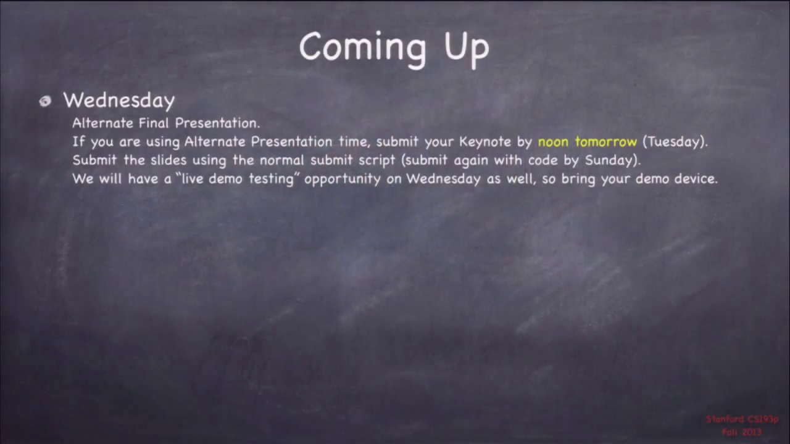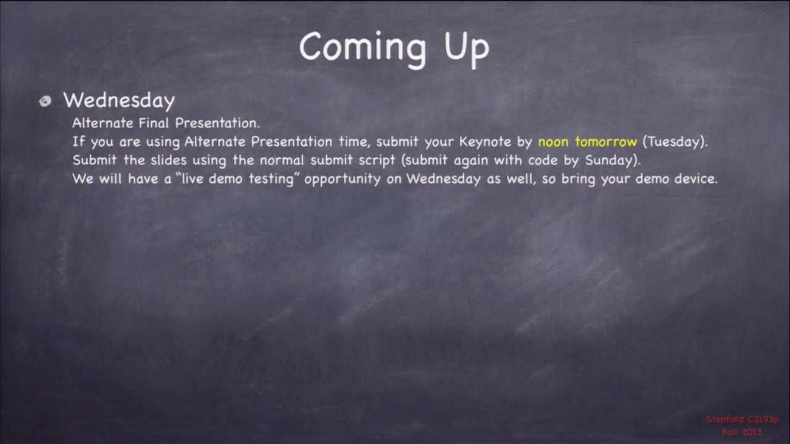On Wednesday, next lecture, we are going to have this alternate final presentation day. A few of you have already said that you wanted to do that. The only thing you need to do to sign up, if you want to use this Wednesday as opposed to the following Thursday's normal final presentation time, is to submit the keynote slides by tomorrow at noon. That's very important. If I don't see your slides by tomorrow at noon, then you are not going to be presenting on Wednesday, and you will be forced to present next Thursday.